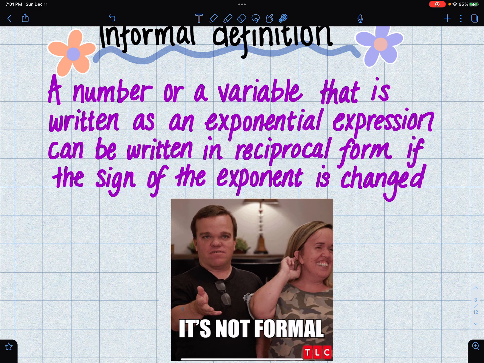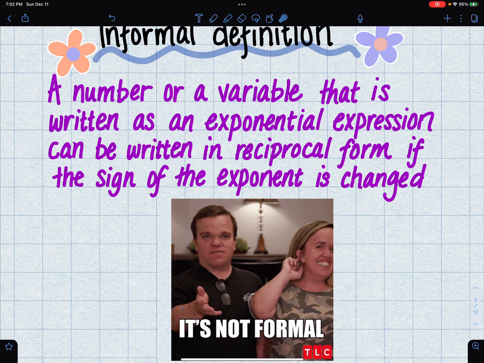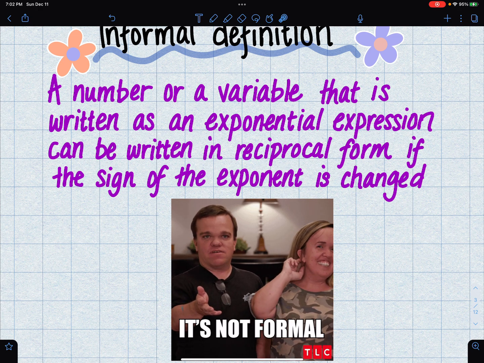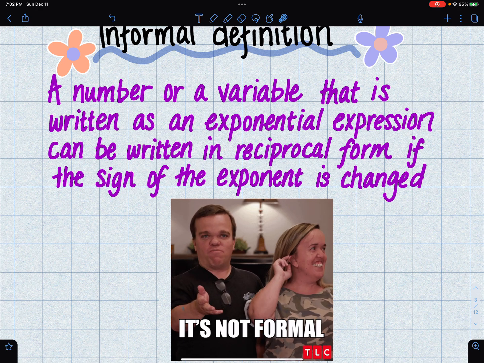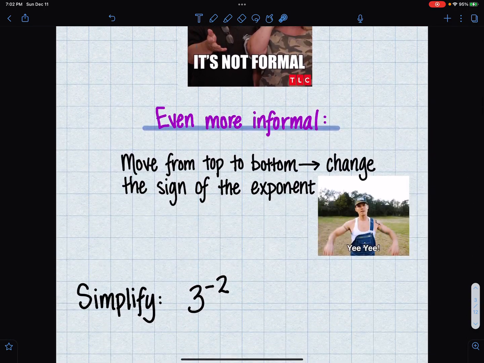You should pause that and read that one more time and make sure that you get it. So if an exponent starts out positive, in the reciprocal form it's going to be negative. If the exponent is negative, in the reciprocal form it's going to be positive. Let's just do some examples and I'll show you.